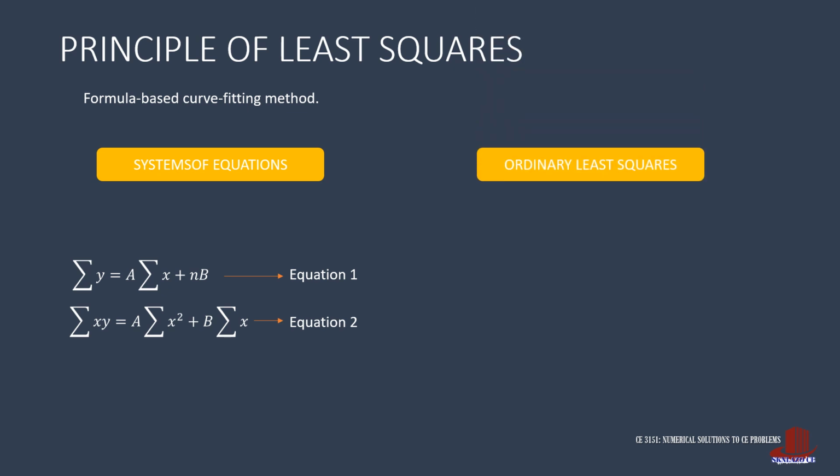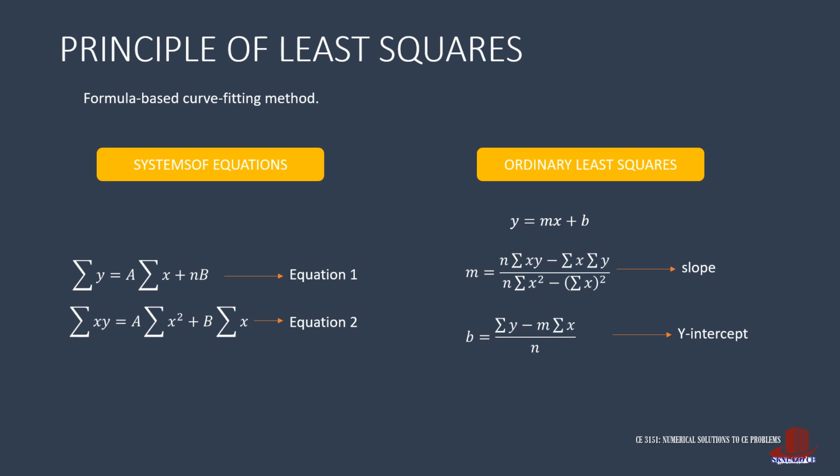The second approach is named ordinary least squares, and the best fit line literally uses the function y is equal to mx plus b. M, or the slope, is solved with the function n times the summation of xy less the product of the summations of x and y. All of this is divided by the binomial having n times the summation of x squared less the square of the summation of x. The y-intercept is simpler, which is the summation of y minus the slope m times the summation of x upon n.